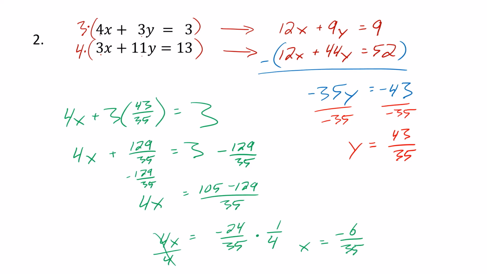So final answer for this one, if I go ahead and just box it up here in the bottom right, I've got my x-coordinate I just found to be negative 6 over 35, and I have my y-coordinate that I found first to be 43 over 35.